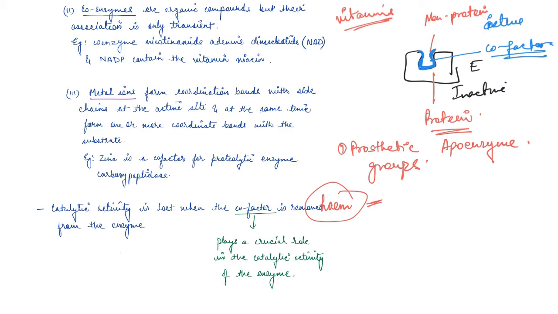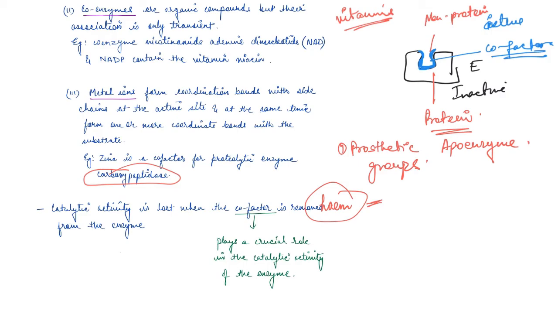Now the third type is basically, guys, metal ions. So a number of enzymes require metal ions for their activity, and that forms a coordinate bond with the side chain of the active site. So even in the case of, say, zinc, which is a cofactor for the proteolytic enzyme carboxypeptidase, right? So many times metal ions form coordination bonds with the side chain of the active site, and their presence makes the catalytic activity of the enzyme go from inactive to active.